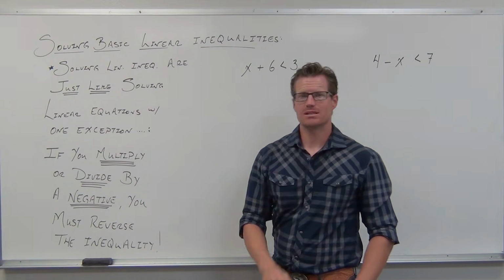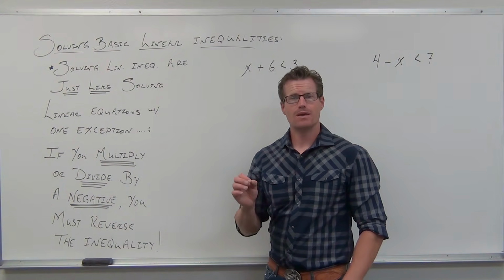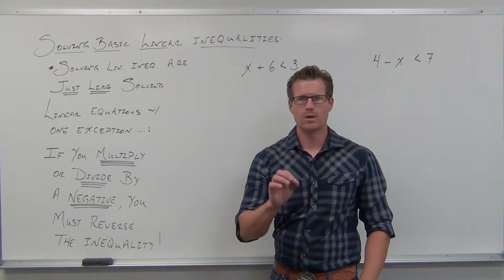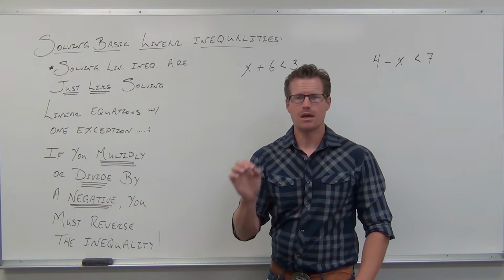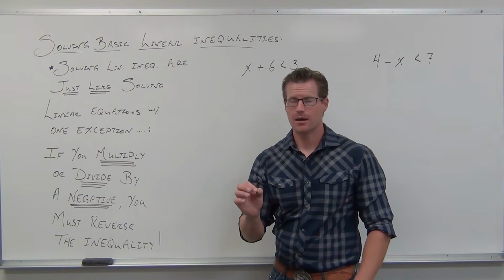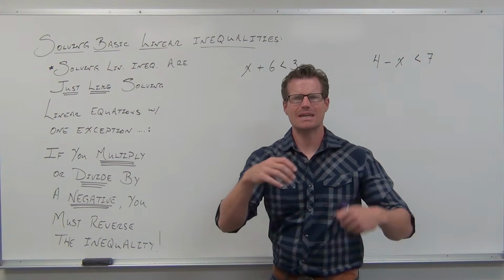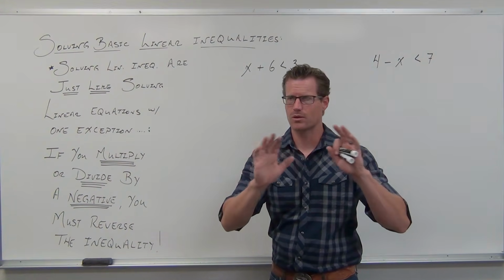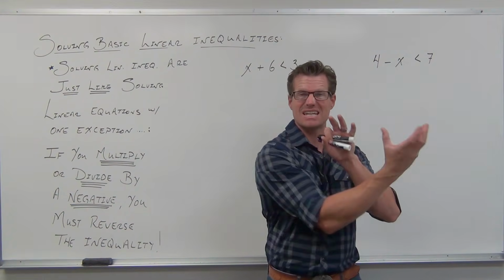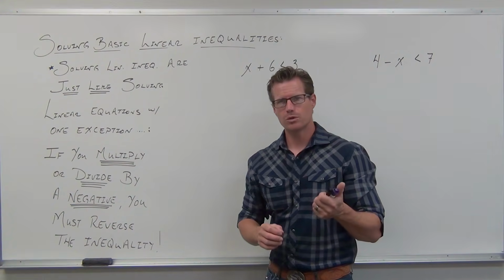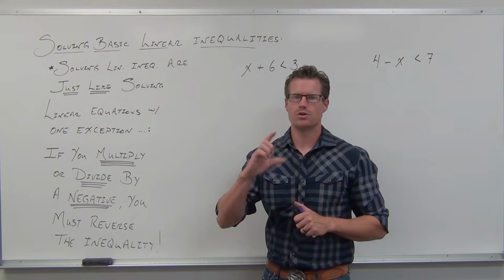Solving linear inequalities is just like solving linear equations with one exception. If you multiply or divide, so addition subtraction has nothing to do with this. If you multiply or divide by a negative, not get a negative. I don't care about getting a negative. I don't care about addition subtraction. I don't care about multiplication. If I'm not dividing by a negative, even though I get a negative on the other side, if I multiply or divide by a negative number, you must reverse the inequality.